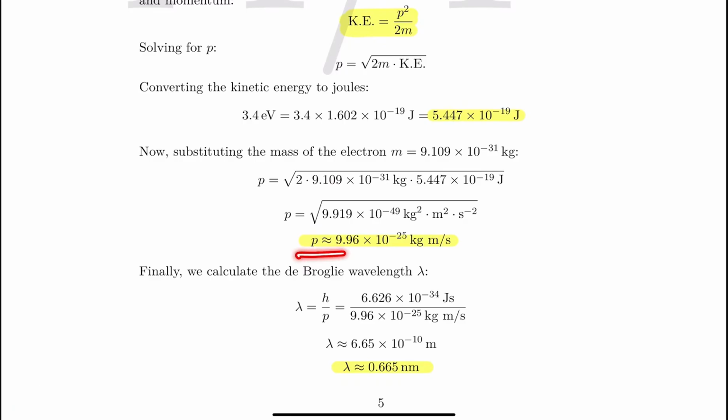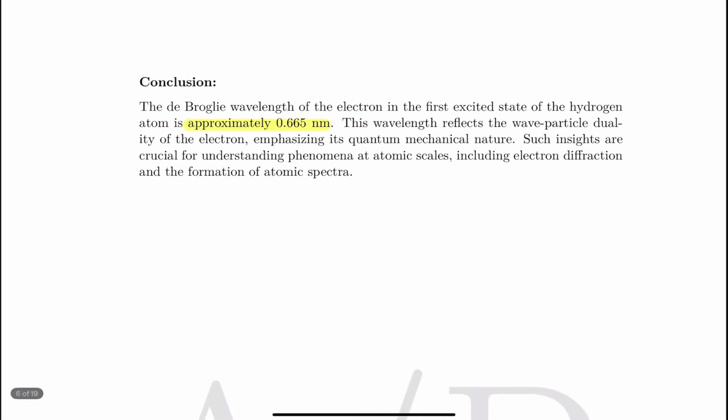So once you get the momentum, you would easily get the de Broglie wavelength, which is h upon momentum. So the de Broglie wavelength is 0.665 nanometer. Now let's jump to the conclusion. The de Broglie wavelength of an electron in the first excited state of the hydrogen atom is approximately 0.665 nanometer.